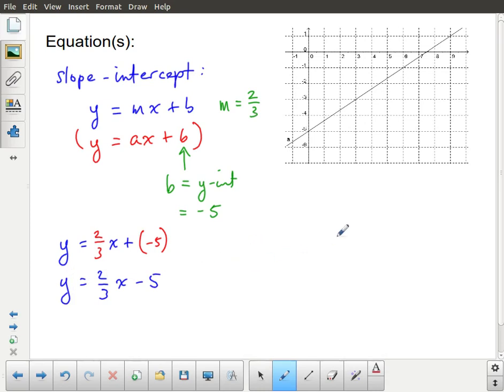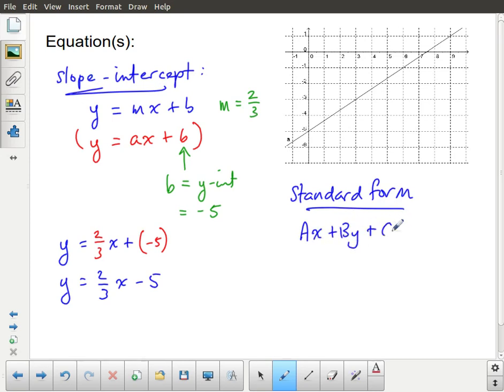Now there's another form to write the equation of a straight line, and that's called standard form. So here's slope-intercept. Standard form is usually written this way: Ax plus By plus C equals 0. So a couple of things. First of all, this is capital B, this is lowercase b. Those are not the same. So this B is not the y-intercept. And this capital A, if you happen to be writing your slope-intercept form, this is a lowercase a. So they're not the same as well.